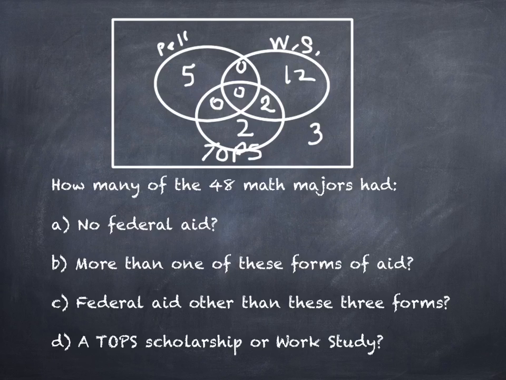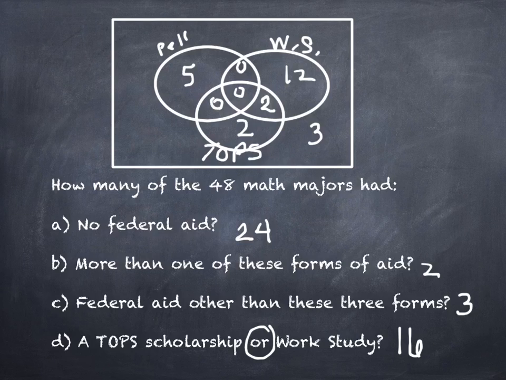First question, how many had no federal aid? 24. It's the 24 people I eliminated at the beginning, right? How many had more than one form of aid? Just 2 of them. How many had federal aid other than these 3 types? That's my 3. And how many had a TOPS scholarship or work study? Not and. The word's or. 16.